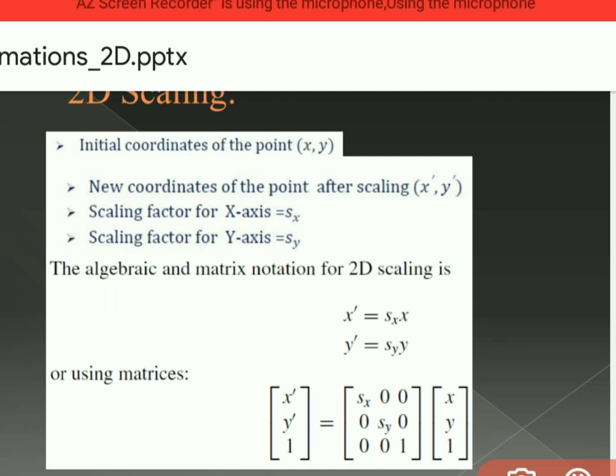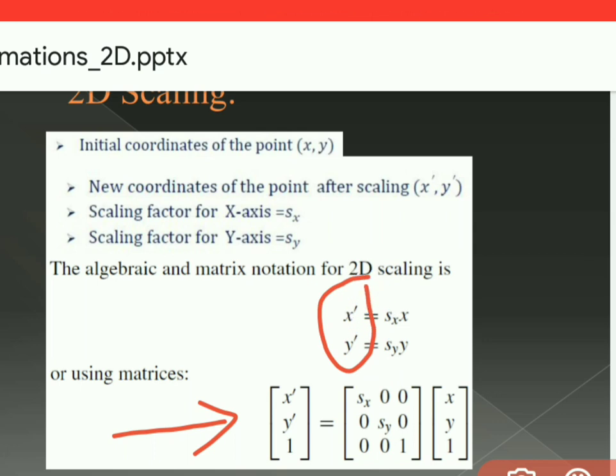Now in terms of matrices, this is the column matrix on the left hand side of your equations. Here we want to prepare matrices from the multiplication point of view. So we simply replace the 1 by sx, the scaling factor for the x-axis. Then in the principal diagonal, the next 1 is replaced by sy, the scaling factor for the y-axis, and the last one will remain as it is. So this is the matrix notation for 2D scaling.